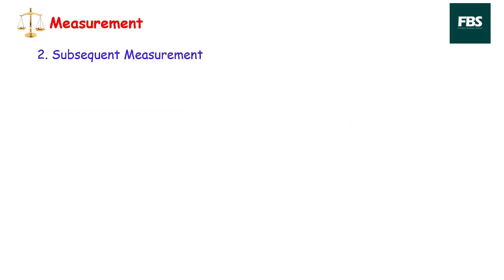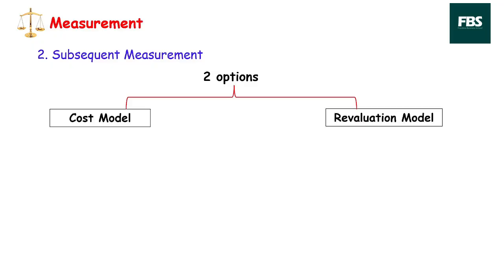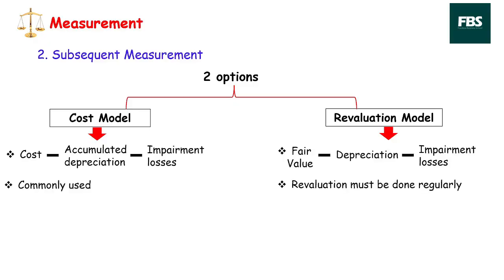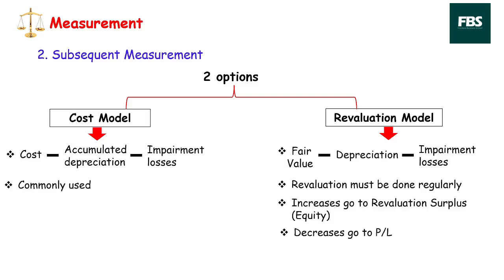Subsequent measurement models. After initial recognition, IAS 16 gives two options, the cost model and revaluation model. Under the cost model, the asset is carried at cost less accumulated depreciation and impairment losses. This is the most common model in practice. Under the revaluation model, the asset is carried at fair value at the revaluation date, less subsequent depreciation and impairment losses. Revaluation must be done regularly, so carrying amount doesn't differ materially from fair value.